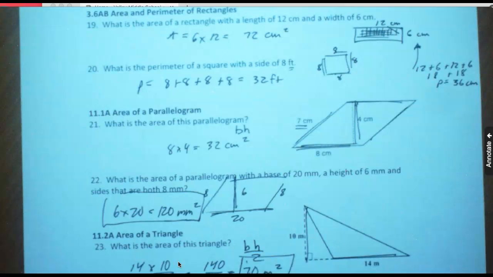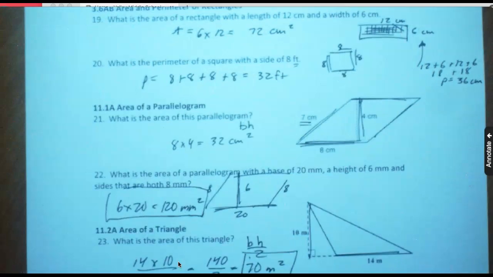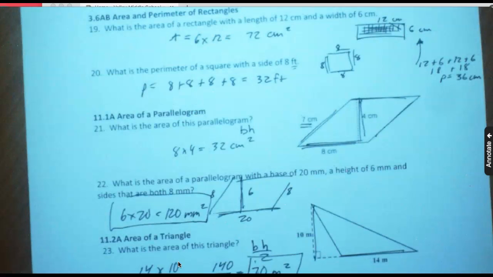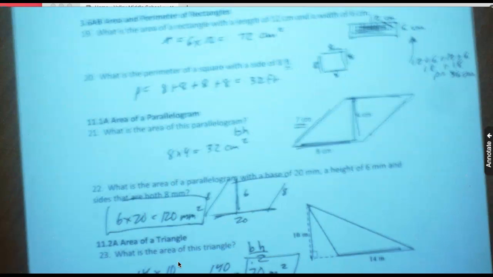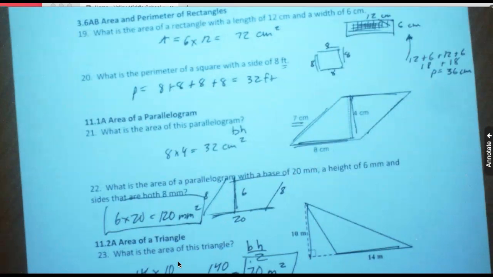What is the area of a triangle with a base of 12 and a height of 8? Same thing. Base times height, 8 times 12. Then we're going to divide it by 2. 8 times 12 is 96. Divided by 2, this is 48. And they don't mention what it is, so it's just going to be units squared.